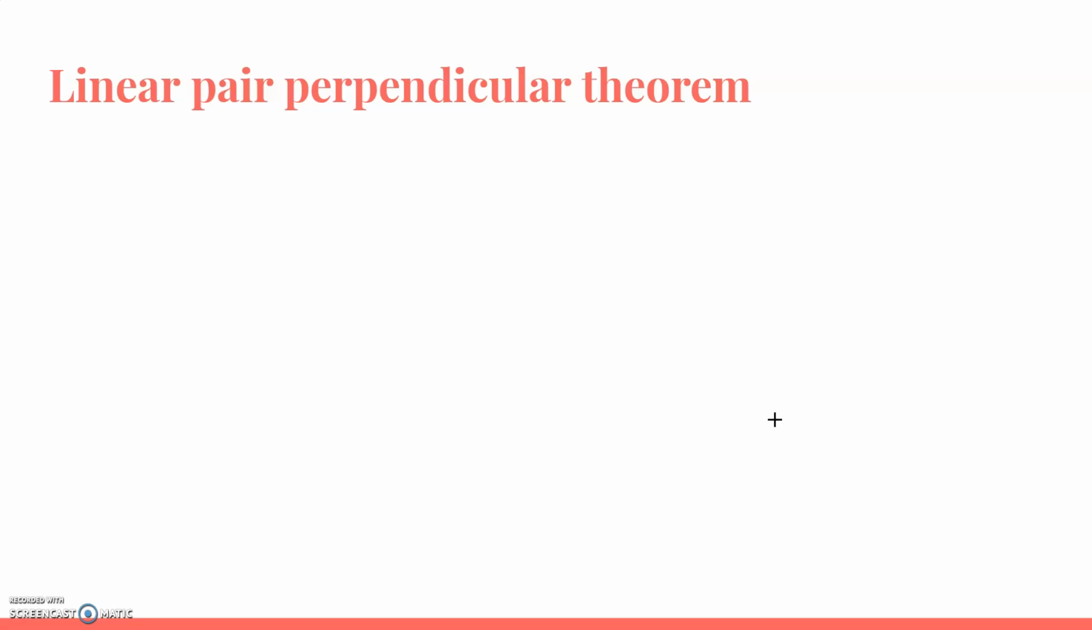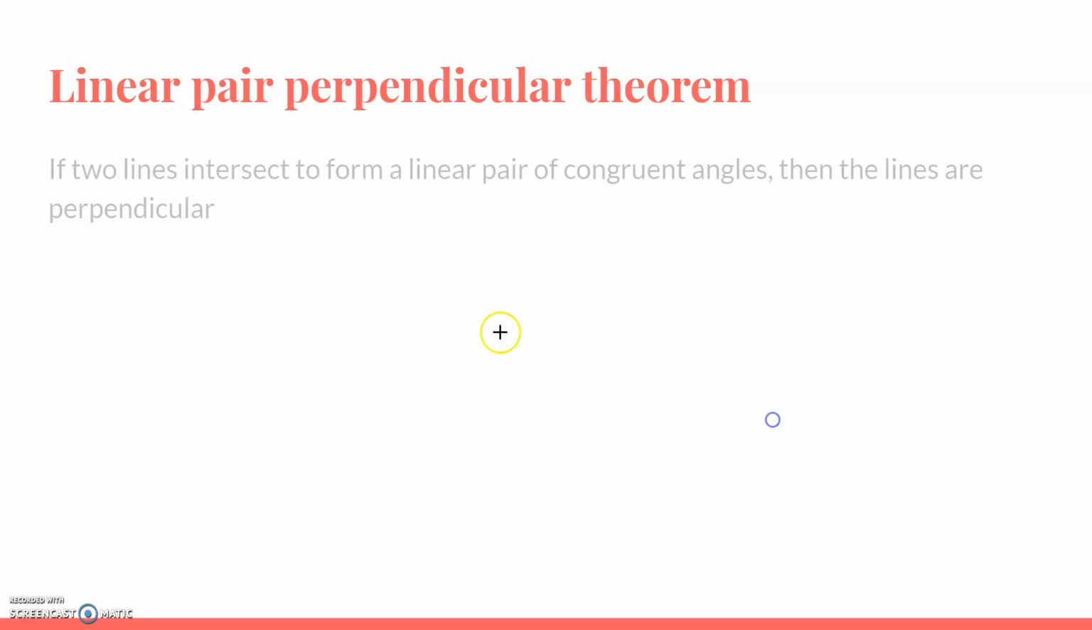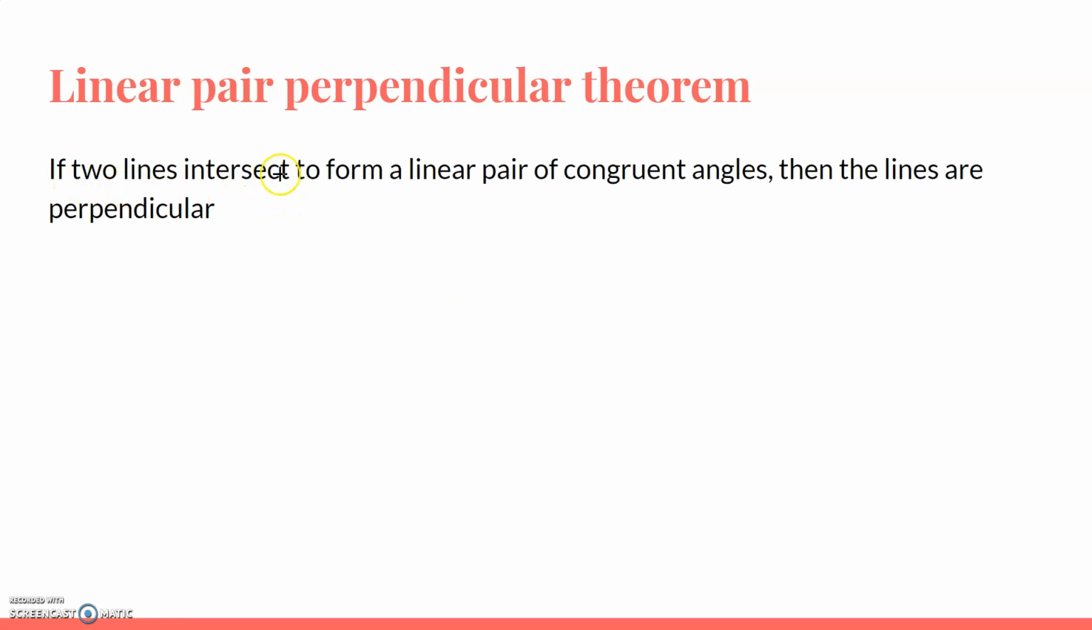Alright, so now, the linear pair perpendicular theorem. If two lines intersect to form a linear pair of congruent angles, then the lines are perpendicular. As you can see here, these two angles are congruent. So, since the linear pair creates a pair of congruent angles, lines G and H are perpendicular.